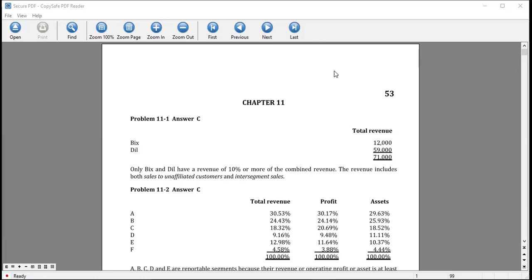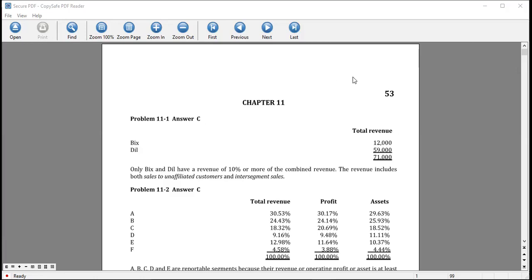And deal, 59 million over 83, which is 71%. So the total revenue of BIX and deal is 71%. Now they are reportable segments because the revenue earned by these two is 10% or more of the combined revenue. Next, we go to 11-2.